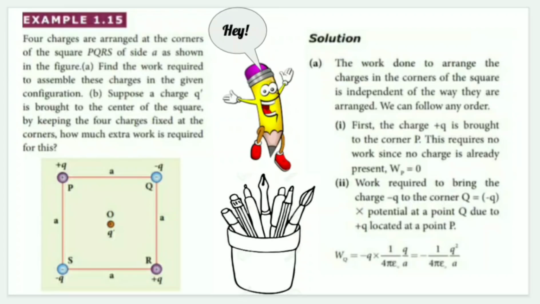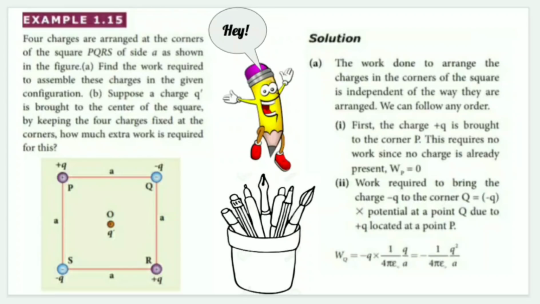So we are bringing minus Q charge here. So WQ is nothing but minus Q into potential because of the previous charge. What is the previous charge in the scene already? It is plus q. It is at the distance of a. So we can write the formula as 1 by 4 pi epsilon naught q by a. So totally it is minus q square by 4 pi epsilon naught a.